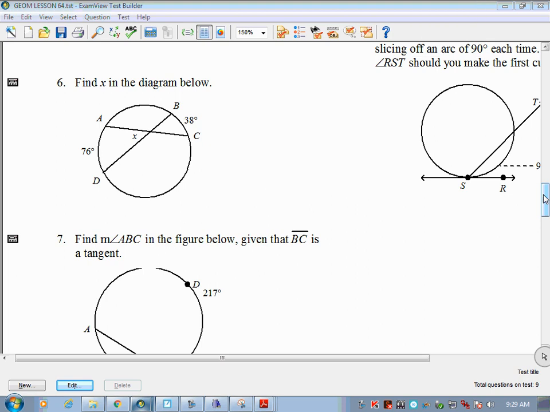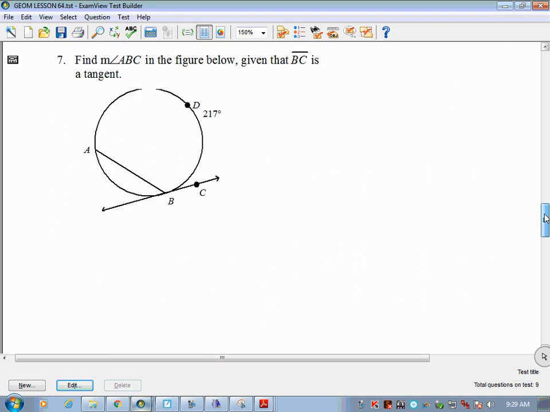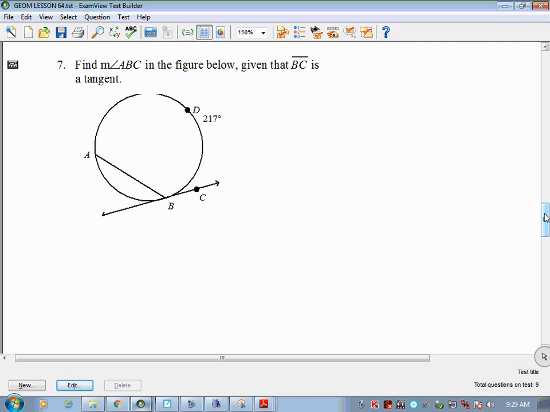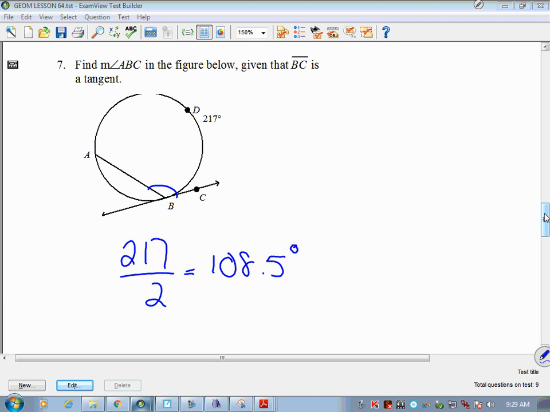All right. All right, number 7. I'm trying to look at who I haven't picked on. Mick. Mick, we want to find angle ABC. Okay, right there, given that BC is tangent. 217 divided by 2, he says. Can you tell me what 217 divided by 2 is? 108.5. What's my label on this? Degrees. Okay, 108.5 degrees.